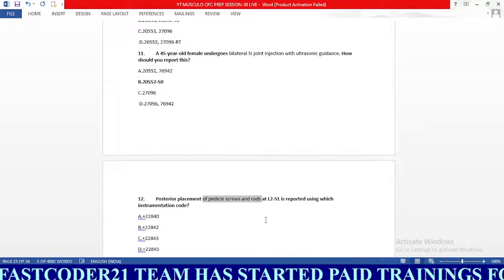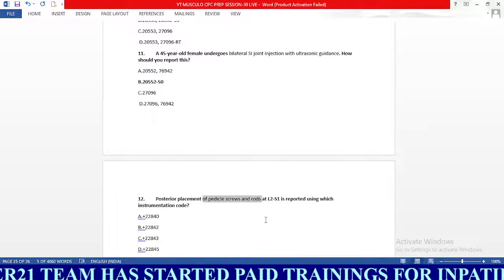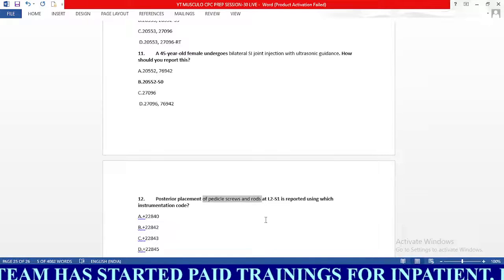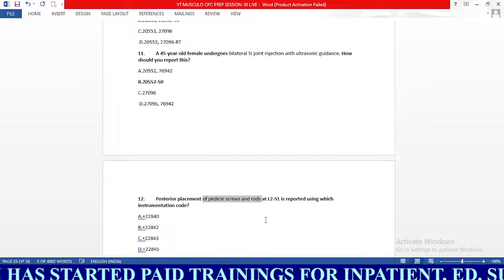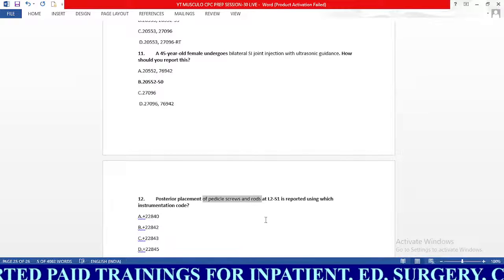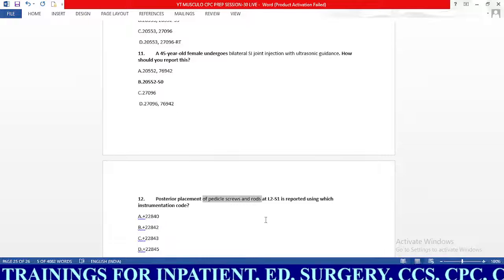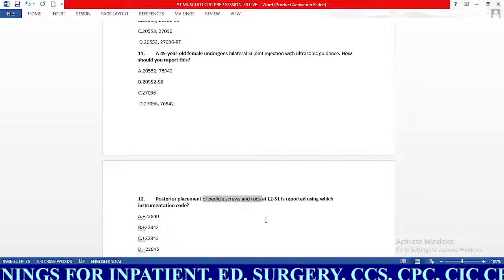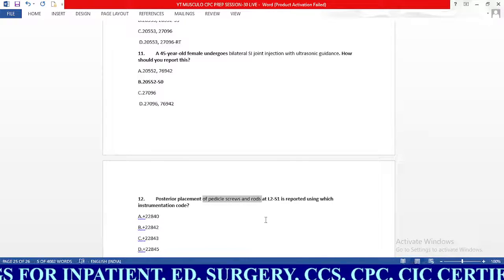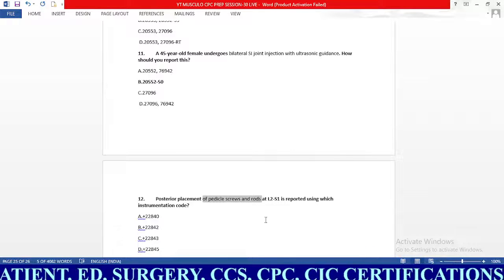So 22842 is for posterior segmental instrumentation, 3 to 6 vertebral segments. Here we have 4 vertebral segments. 22842 is the correct answer. Basically 22843 is for 7 to 12 vertebral segments, but based on our question, the physician has performed instrumentation on 4 vertebral segments. So our answer is 22842, which is B.